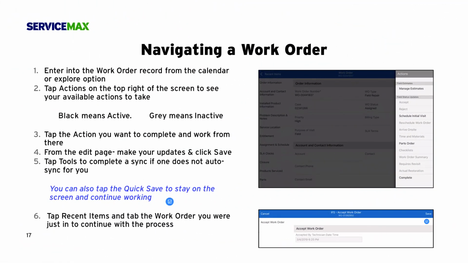Remember, you access work orders from the calendar or from the Explore icon. Your work order action options are available in an Actions menu on the top right of the screen. The black link indicates an action that you can take, and a gray link means that option isn't available at this time. Tap the action to open the page. When you've completed editing the page, you'll also need to sync data to ensure that the information is shared between the online and FSA systems.